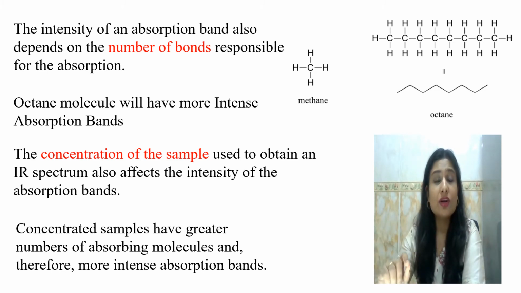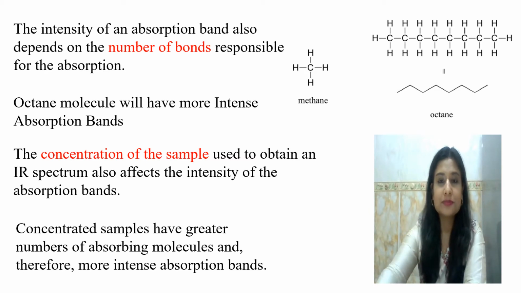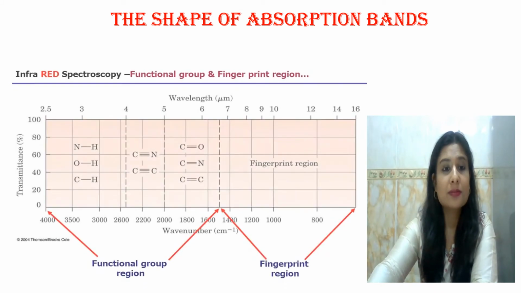By taking care of all these three factors, we can determine which molecule will produce more intense signals and whose signals will be less intense. Okay. Now we come to the shape of the absorption bands.